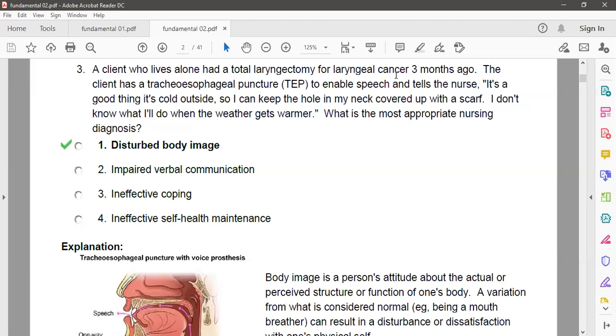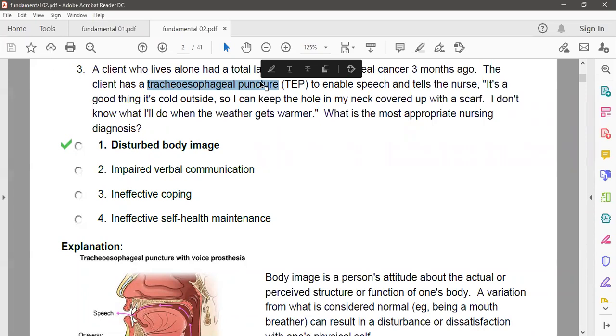After this operation, we give a device or procedure called tracheoesophageal puncture, shortly called TEP. Sometimes the patient has to carry this out lifelong, right? So I said life saving is important, and relieving the signs and symptoms of the disease is important. Then we'll talk about coping and body image. The patient is asking something about his issue, so what should be the nursing diagnosis?